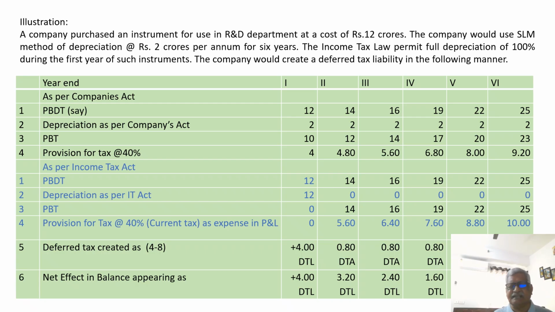So deferred tax created is 4 crore. It is a DTL. The next year it will be a 0.8 DTA. Next year also, subsequent years also, it works out to 0.80 crore, which is a DTA. Now, the net effect in the balance appearing in the first year, DTL is 4 crore. Adjusting for the DTA of 0.80 crore, the second year it is 3.2 crore, 2.4 crore, 1.6 crore, 0.80 crore, and in the sixth year, it gets wiped off.